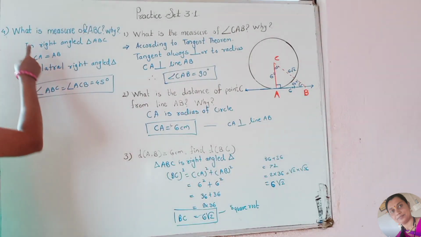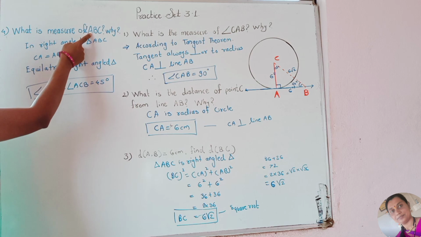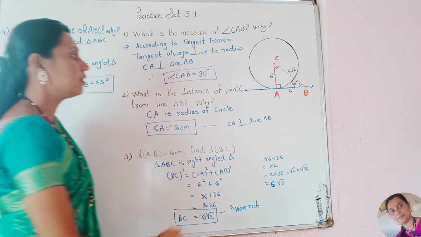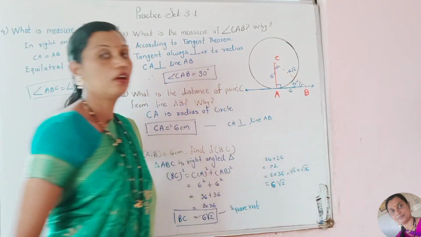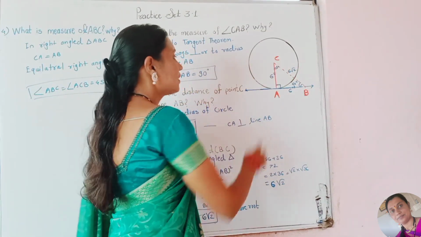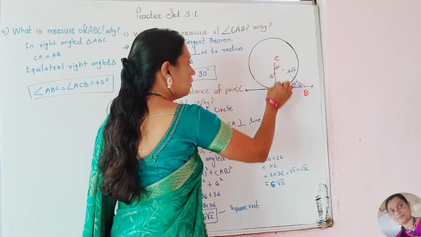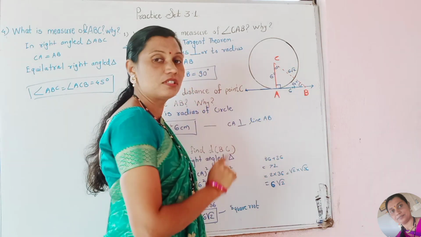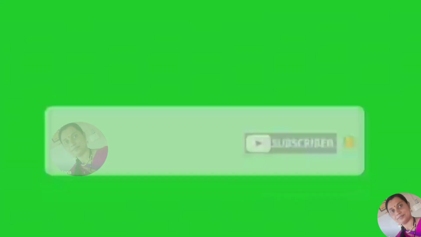Now the fourth question asks us: what is the measure of angle ABC? See here, ABC is a triangle. ABC is a right angle triangle.